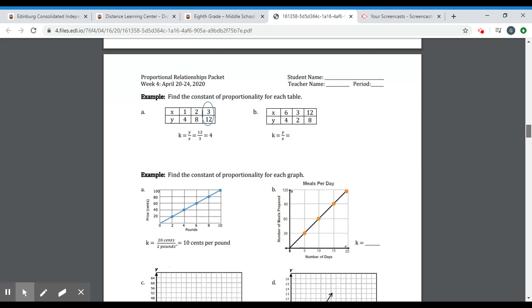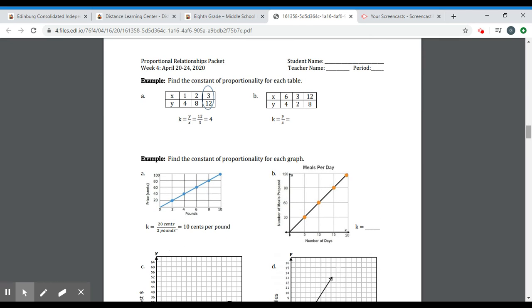Okay, let's move on. So now we have our tables. So remember that just as in the previous weeks, with your tables, yes, you can use stat edit on your TI-84s. So you can input this and do your stat edit and linear regression if you have access to it. Okay, it's great practice. However, for those of you who don't, and even if you do, we should know how to do this by hand.